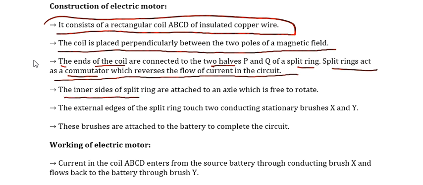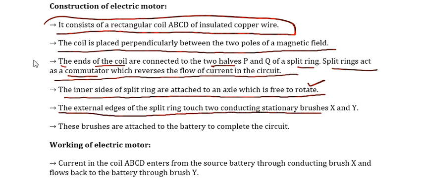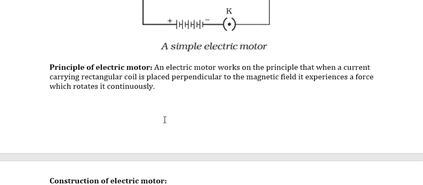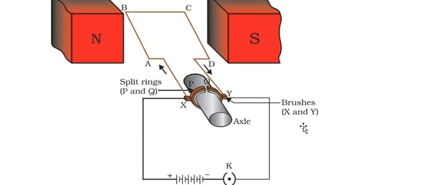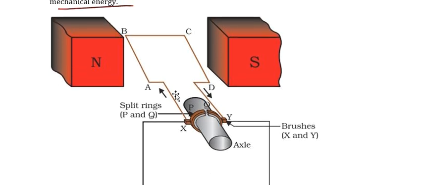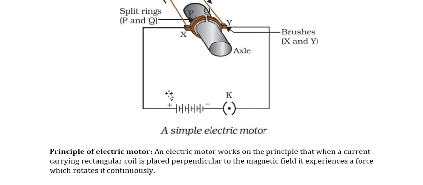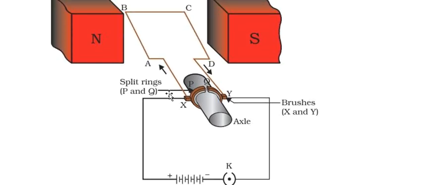The inner sides of the split ring are attached to an axle which is free to rotate. The external edges of the split ring touch two conducting stationary brushes X and Y. You can see in the picture here. It is X and Y. It is a brush, right? You can see here A, B, C, D, right? It is a simple electric motor figure.